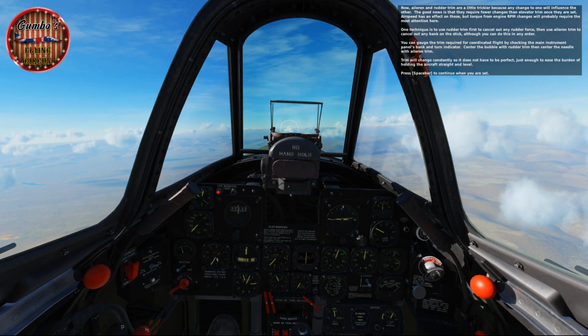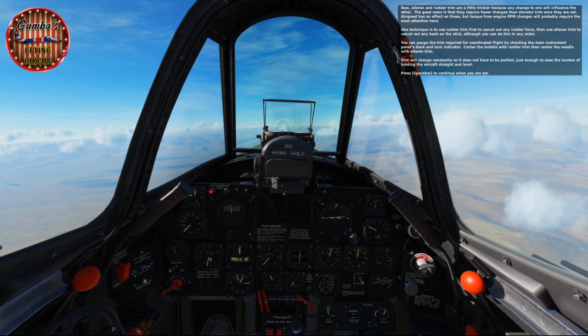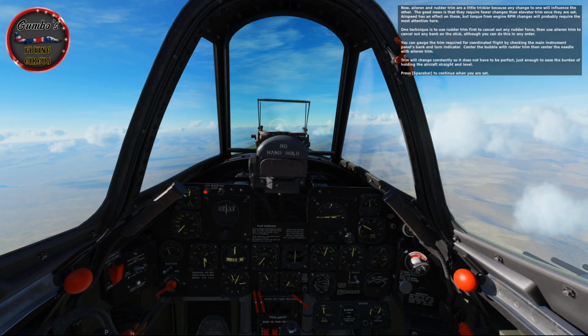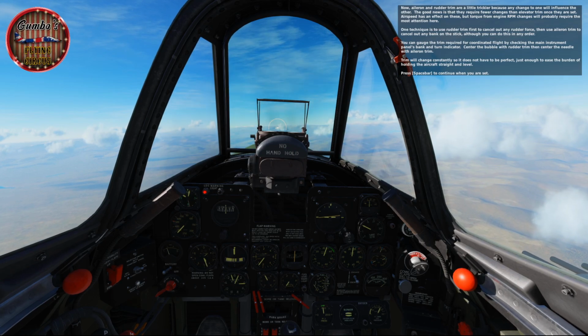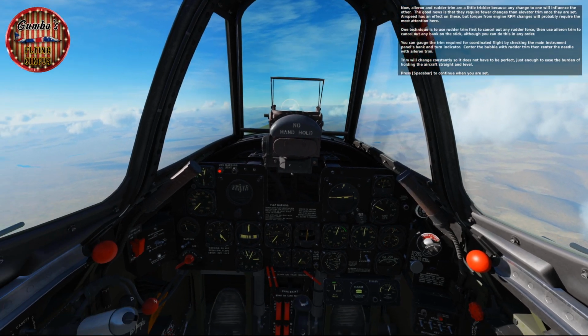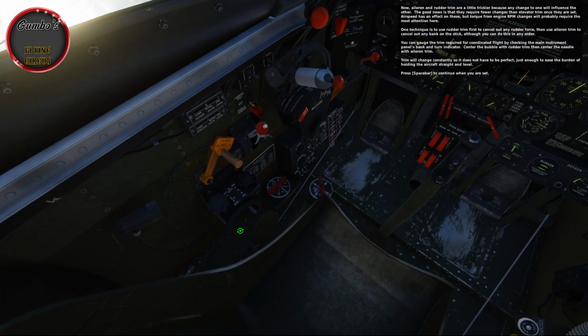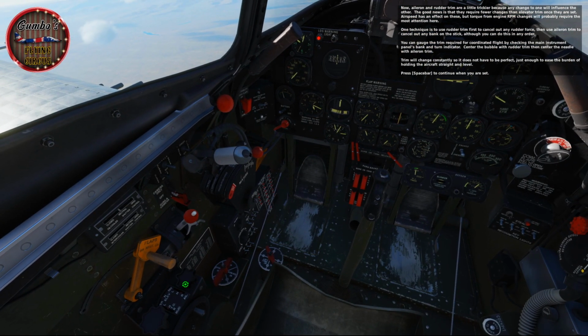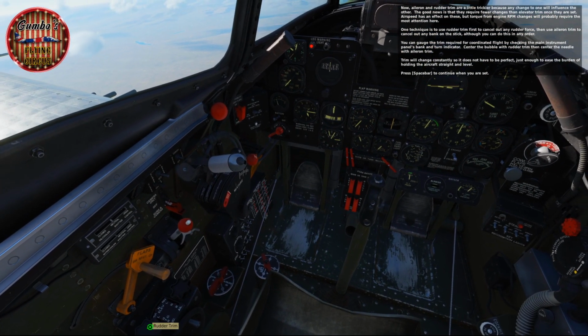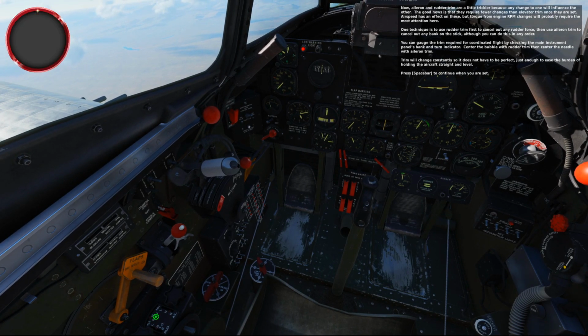You can gauge the trim required for coordinated flight by checking the main instrument panel's bank and turn indicator. Center the bubble with rudder trim, then center the needle with aileron trim. Trim will change constantly, so it doesn't have to be perfect, just enough to ease the burden of holding the aircraft straight and level. Press spacebar to continue when you're set.